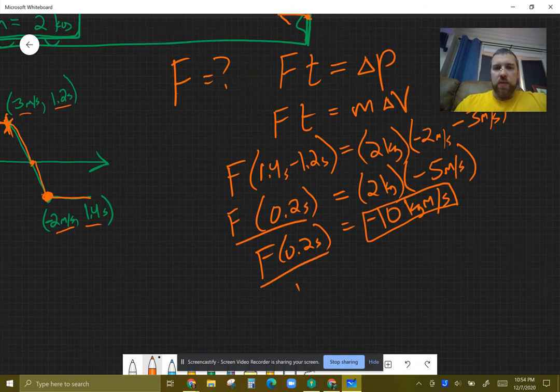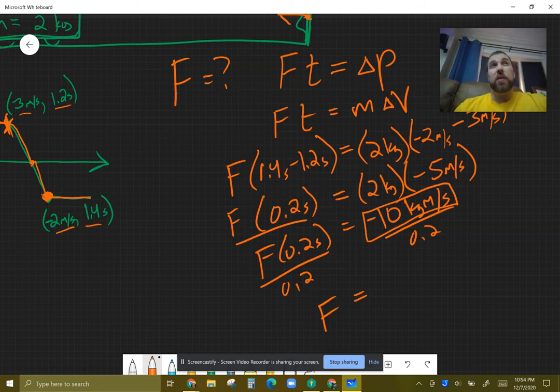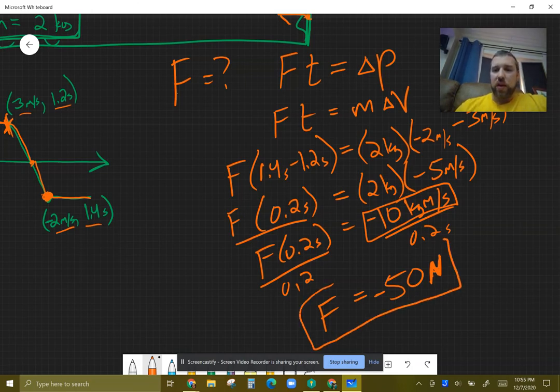So now I divide both sides by the time, and I get the force, on average anyway, is equal to 10 divided by 0.2. Let's see, divided by 2 would be 5, divided by 0.1 would be 50. So I'm going to say this is 50 without grabbing a calculator. If I make a mistake, learn from it. And that's kilogram meters per second squared, otherwise known as, defined to be, 1 Newton. So on average, during that crash, the cart experienced -50 newtons.